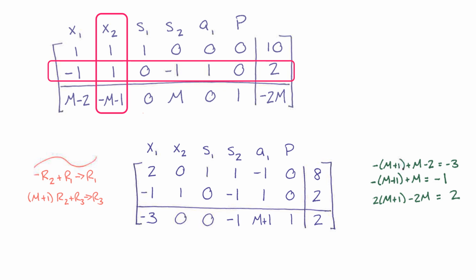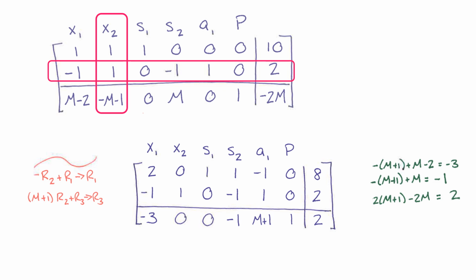Now, we also want to change negative m minus 1 to 0. So to cancel negative m out, we have to add m to it. To cancel negative 1, we need to add 1. So we're going to multiply row 2 by m plus 1 and add that to row 3. And you can see the computations for that over to the side. So my new row 3 becomes negative 3, 0, 0, negative 1, m plus 1, 1, 2.